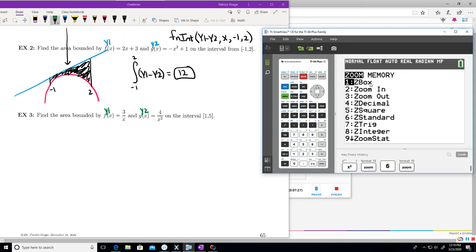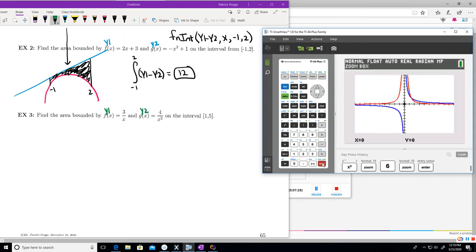Choice number 1 says box. Okay. You may or may not be able to see it, but your cursor is blinking right now at the origin. So what I want you to do is I want you to hit enter. And that's going to pin the cursor down right there at the origin. It just pinned the box down in that corner.